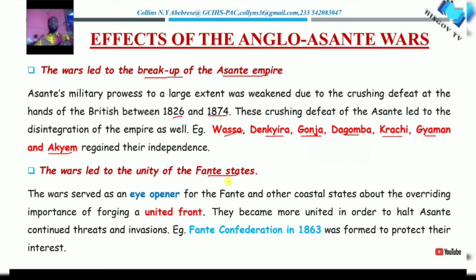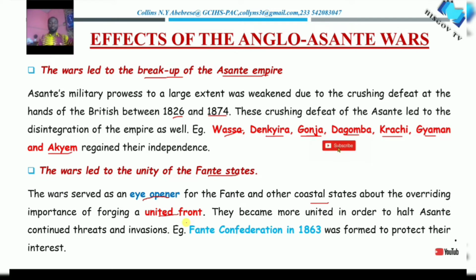Okay? And so there is no paramount chief, even today, among the Fante states. But see something. The Asante's invasion of the Fante, we are all aware that Asante constantly invaded the southern states, especially the Fantes, because of some economic reasons. We will look at that in our subsequent lesson. These subsequent invasions became an eye-opener for the Fante and other coastal states about the overriding importance of forging a united front. Don't forget, the Asante empire was formed based on unity.